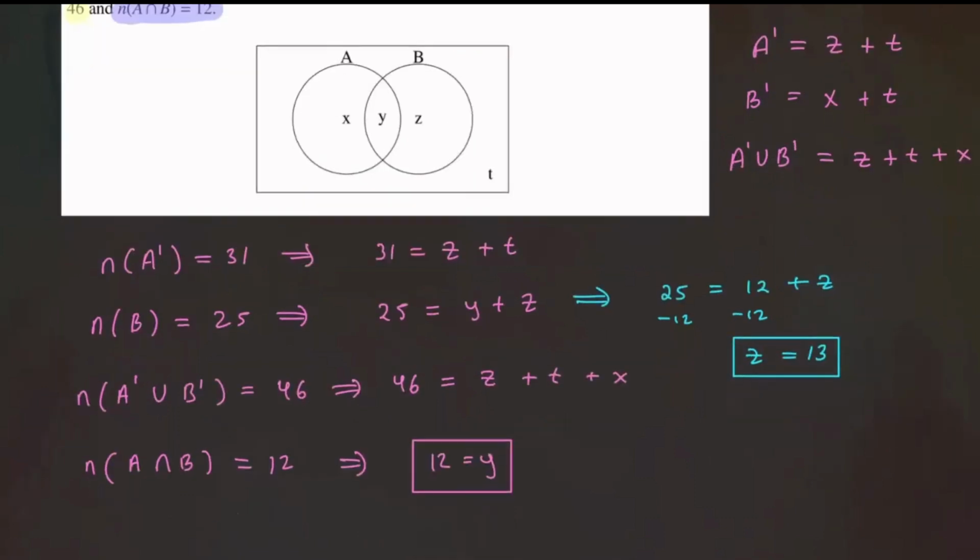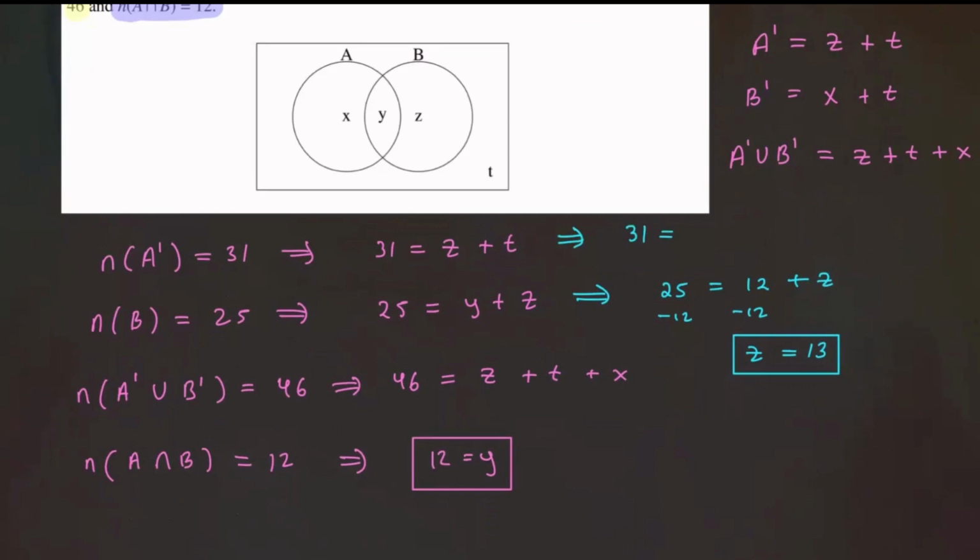So now that we know Z, well, we can simply plug that into this equation since we have T as the only unknown. So let's do that. See, if I plug it back into this equation, I know 31 is equal to Z, which is 13, plus T. And now I subtract 13 on both sides. That would give me what T is. So if I do 31 minus 13, that will give me what the T value is. And that's going to give you 18.